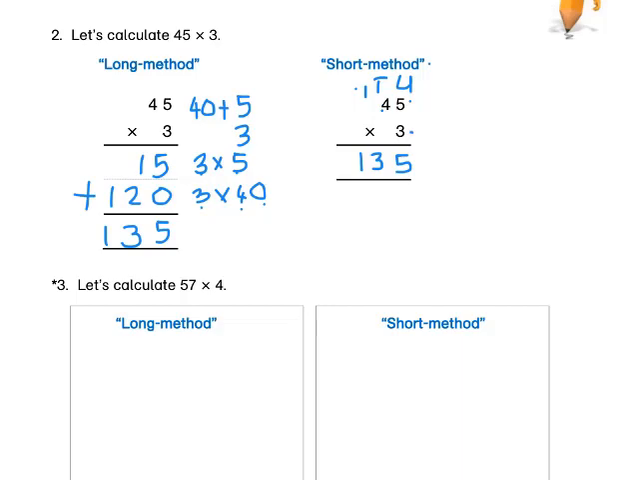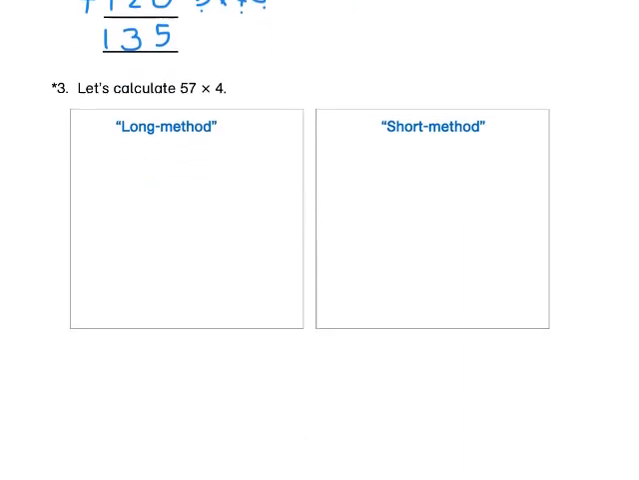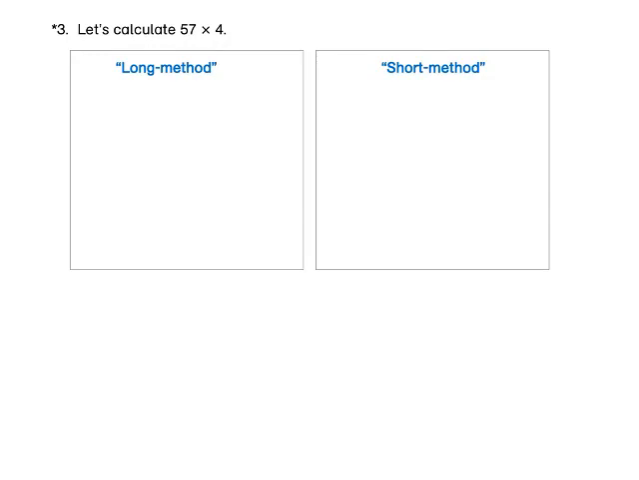Let's move on to 3. This one's a little bit more difficult, and I'm going to do the working out from scratch for you. We have 57 times 4. We must use the long method. 57 is 50 plus 7. We must times both by 4.